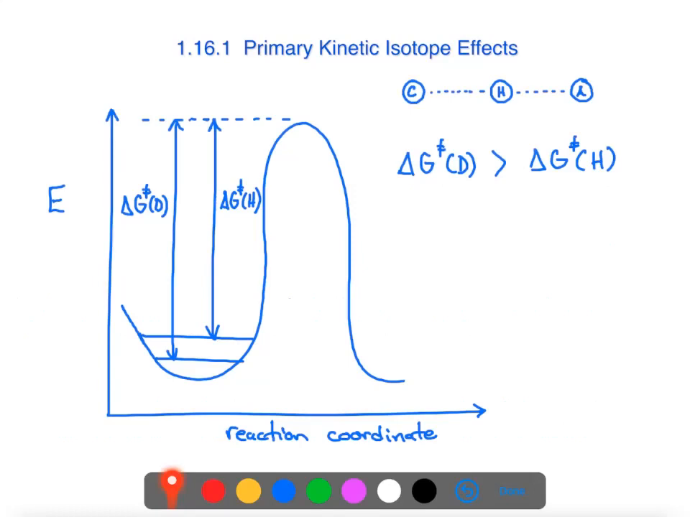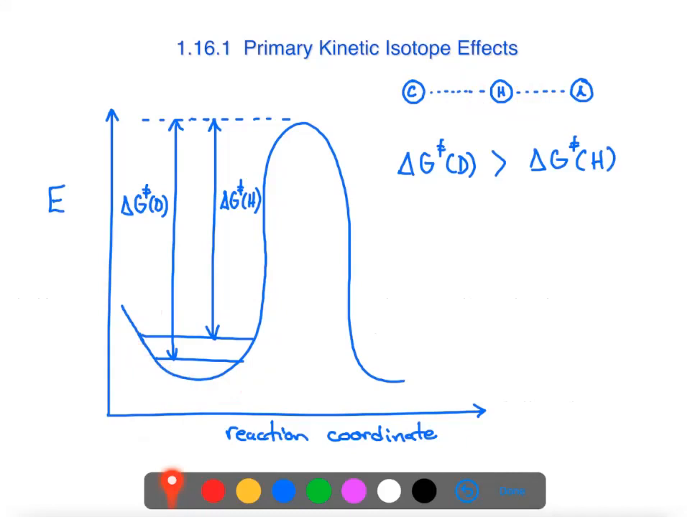So in the thermoneutral reaction, the transition state is symmetrically located between the reactant and product states. And the hydrogen or deuterium atom is also midway between the original carbon atom and the accepting atom. As a result, the hydrogen or deuterium atom is not vibrationally active, and therefore their frequencies are going to be the same because they don't depend on the mass of the atom. The hydrogen and deuterium atom are not moving. So as a result, the difference in the free energy of activation is going to be entirely dependent upon the zero-point energy of the CD and CH bond.